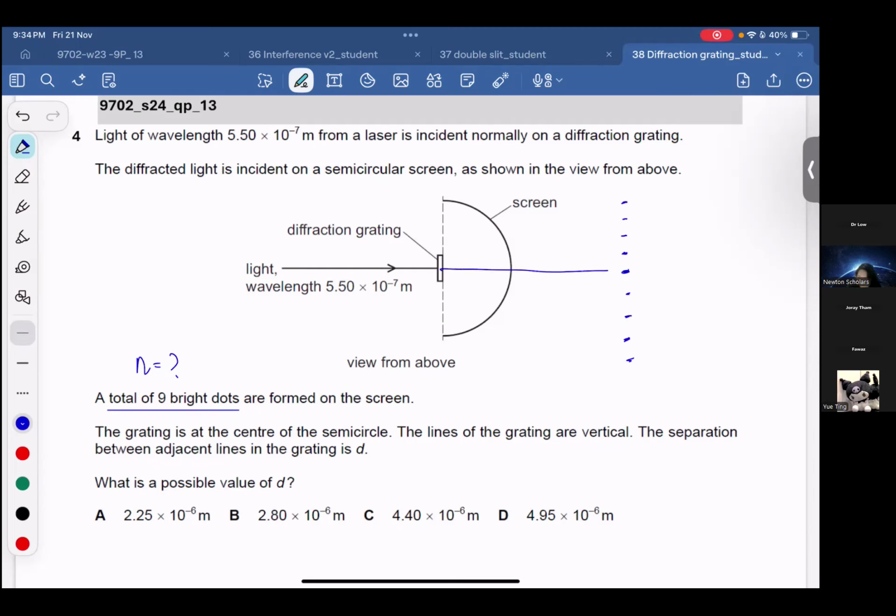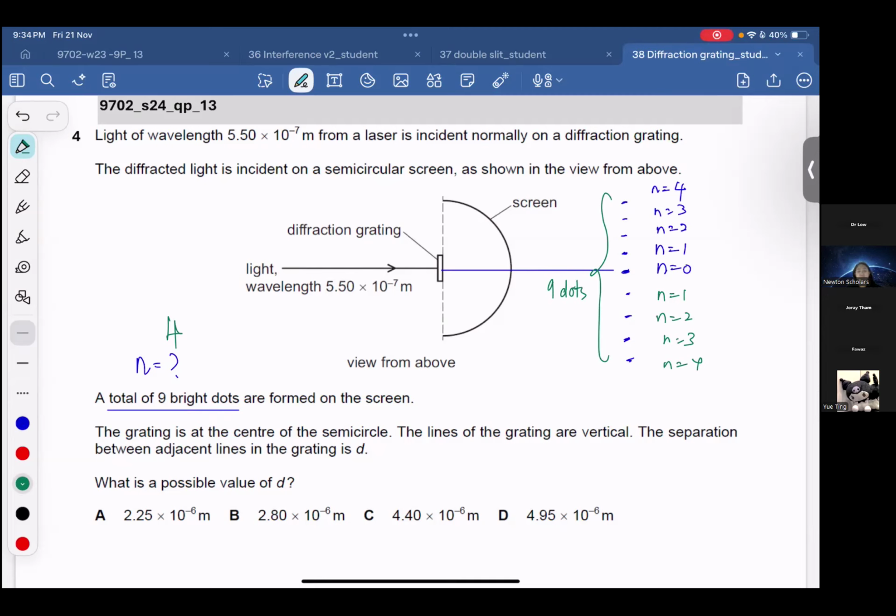And at the center here, this is n equals 0. Then n equals 1, n equals 2, n equals 3, n equals 4. Going down is also the same: n equals 1, n equals 2, n equals 3, n equals 4. Total here, we got 9 dots. What is your n? n is 4. Fawal, do you get the idea?